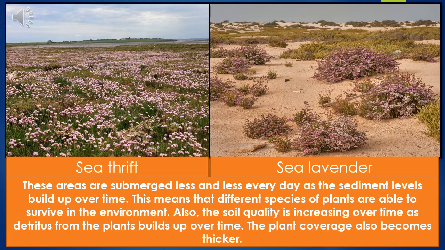So you can see they're slightly bigger, they've got more colour to them, they can afford to have flowers because they can put energy into that, because they're not having to worry about being submerged all the time. The soil quality is better, so they can grow bigger, and the plant coverage becomes thicker as well. In the picture on the left, you can barely see any of the mud, which shows us that there's obviously a lot of fertility there because the area is covered up with lots of plants. So there's more plants, meaning it must be more fertile.